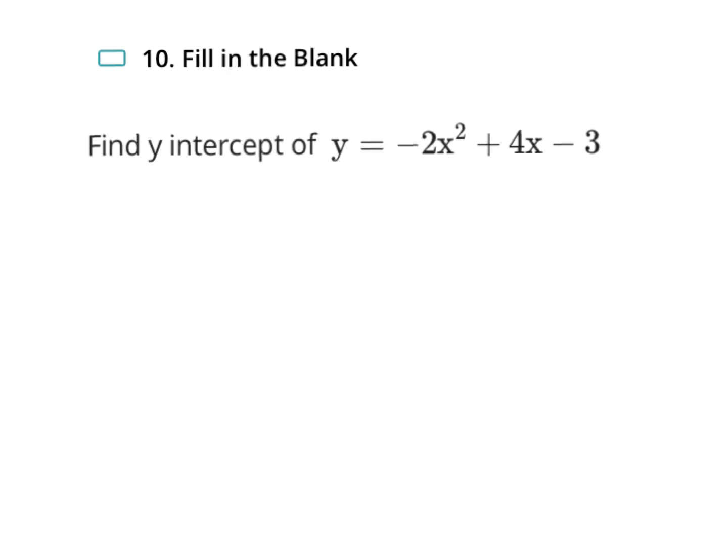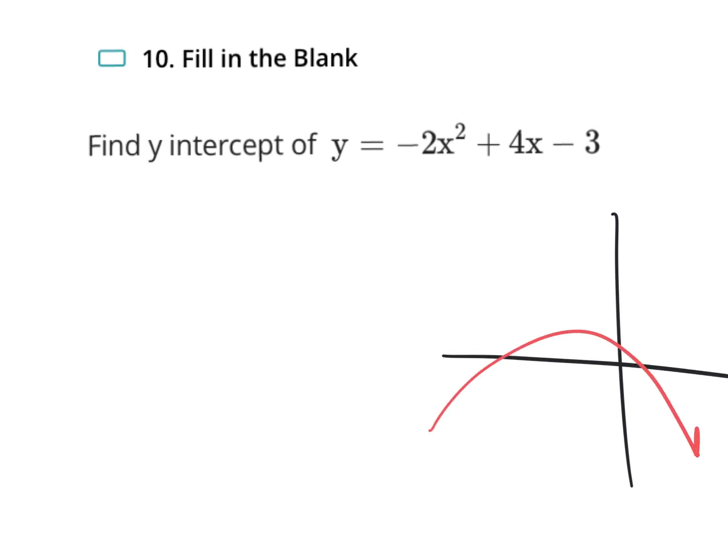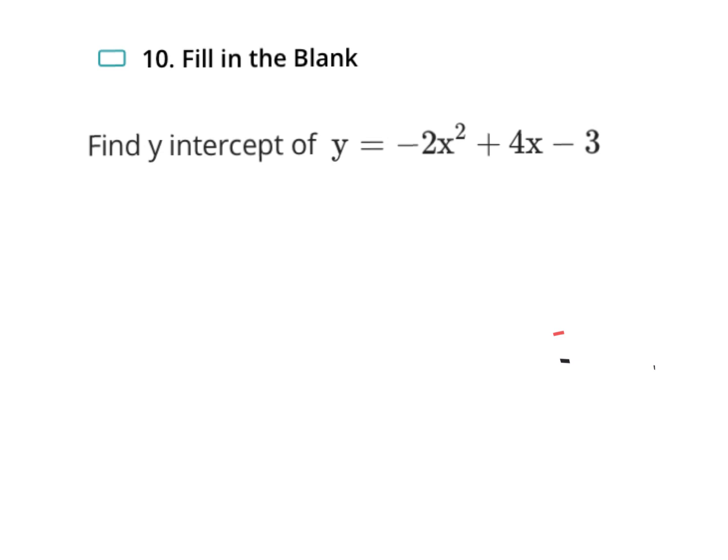The y-intercept is simply the location of where your graph is going to cross the y-axis. So when you think about graphing, let's say this is your parabola opening down like that. Where does it cross the y-axis? Right there at that location. Now that's not the case on this one, but I just wanted to give you a visual of what it means to find the y-intercept. It's the location of where your graph will cross the y-axis.